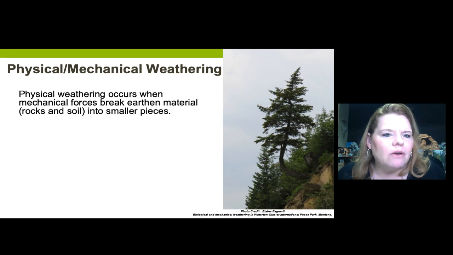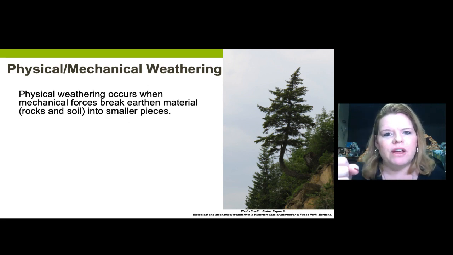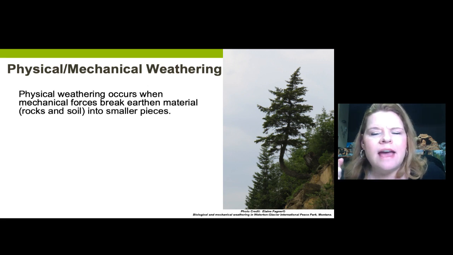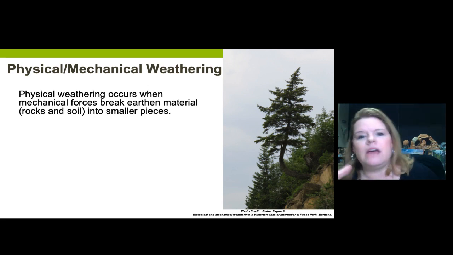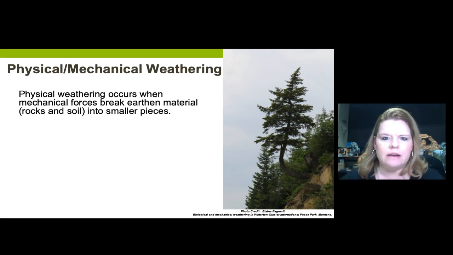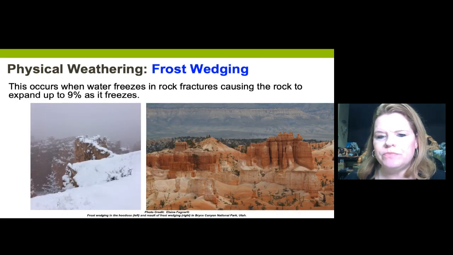So I think about physical and mechanical weathering as the tool that you would use to break up pecans, so that you might make a pie for the holidays. If you've ever done that and painstakingly had to crack them open with a nutcracker, then you know that it's a lot of work. So that's kind of what rocks do.